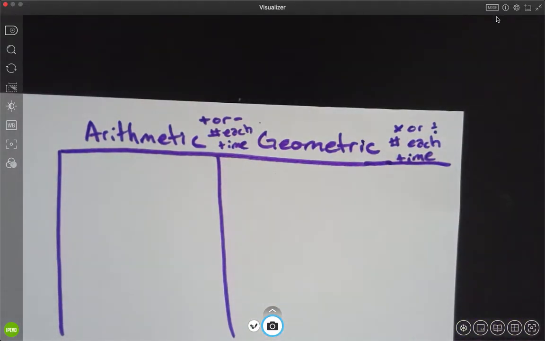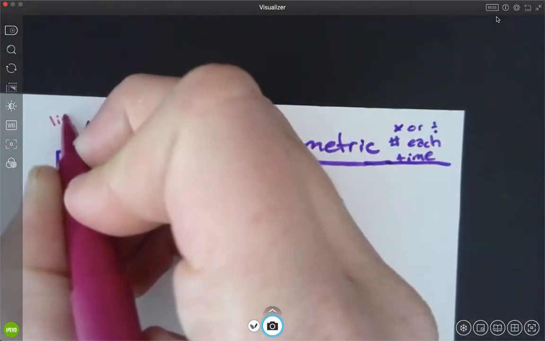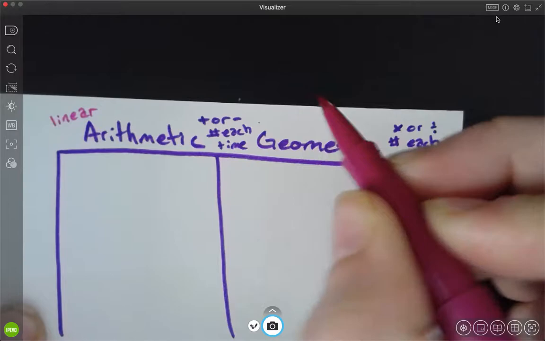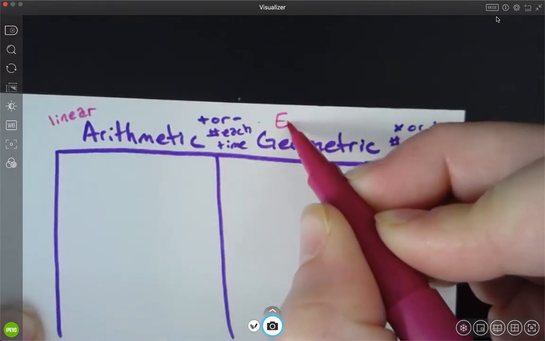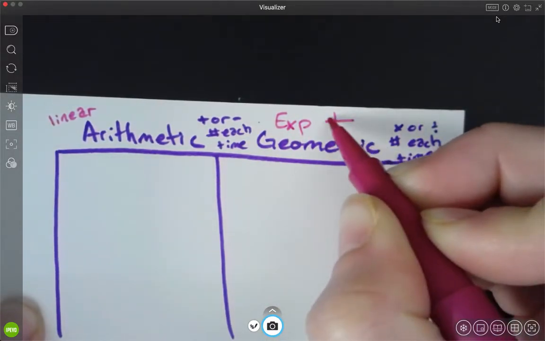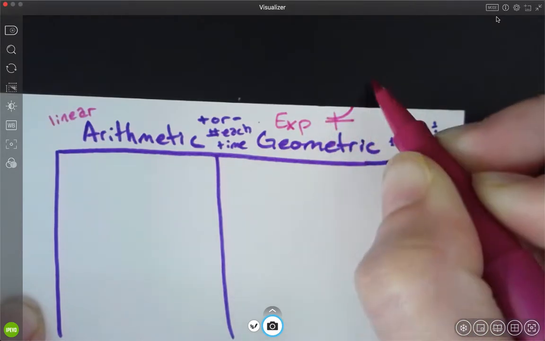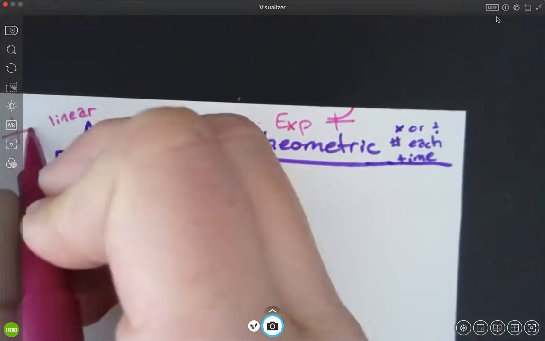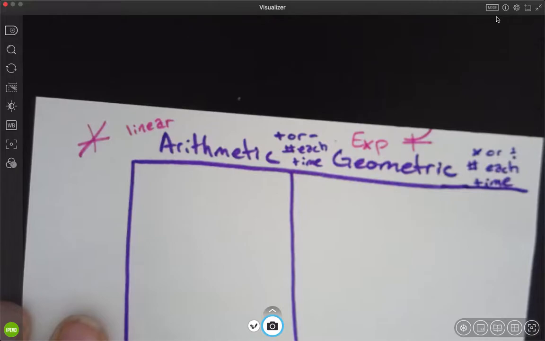Now, when you are doing arithmetic and you're graphing it, it will look like a linear function. It will go up by the same number every time. When you're graphing a geometric, it will be an exponential function. So this one will look like this when you graph it. It will go up exponentially. This one will be a linear function, like a straight line.